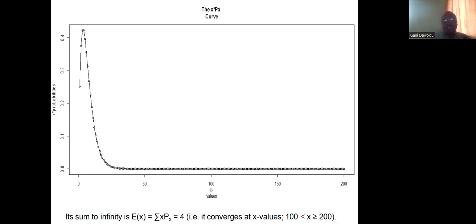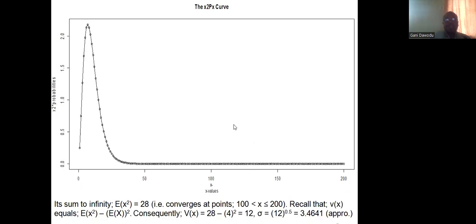Well, I'm paying attention to 0 to 200 because the convergence is trapped between 100 and 200. It is 4, 4, 4, 4 all through. Convergence is there. Okay. Now, what about this? This is expectation of x squared. Well, that converges to 28.